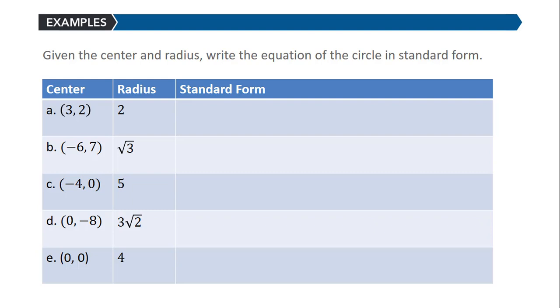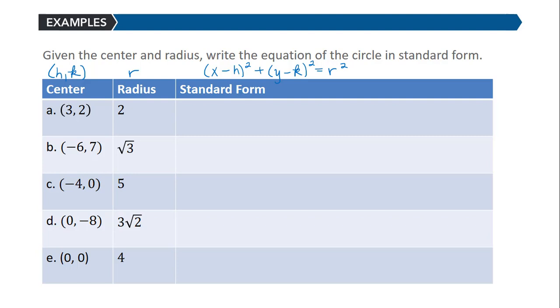So now we'll play with writing the equation if we know the center and the radius, and we'll put this in standard form. Recall that our center is going to be our point (h, k). The radius is r, and the standard form is x minus h quantity squared plus y minus k quantity squared is equal to r squared.